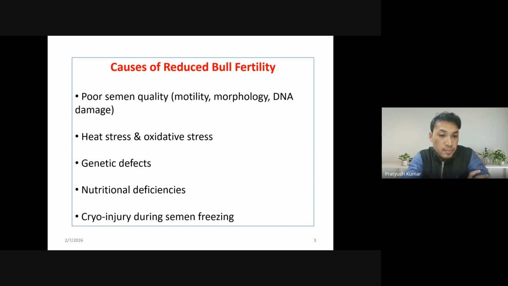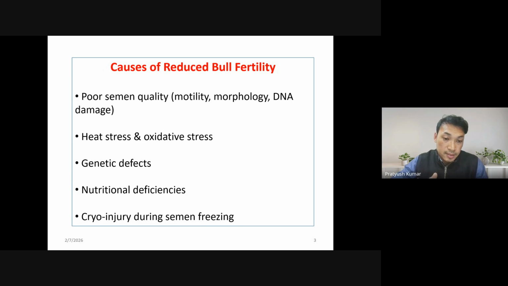The genetic defect. Some of these sperm have genetic defects from their production. The production house is the testis, the seminiferous tubules. During that, they are destined to face many abnormalities, sperm abnormalities. We generally say sperm abnormalities should not exceed 20% for a good semen quality. If there is more than 20%, this semen should not be used for AI, artificial insemination. It's a very important point.